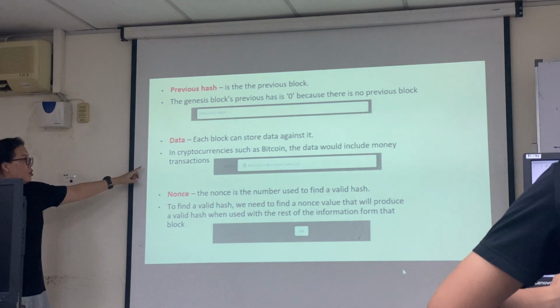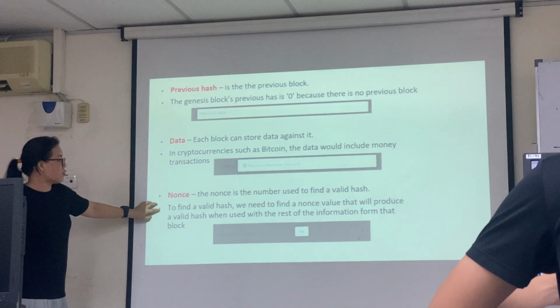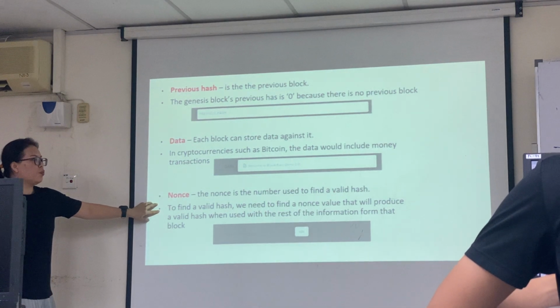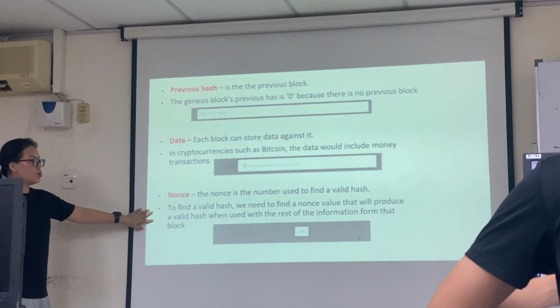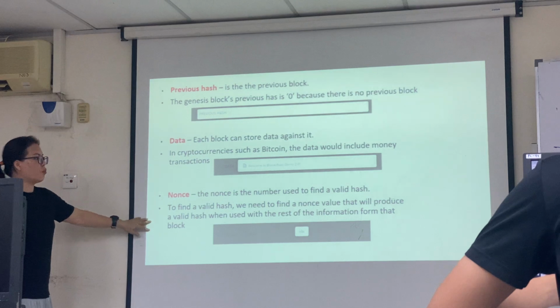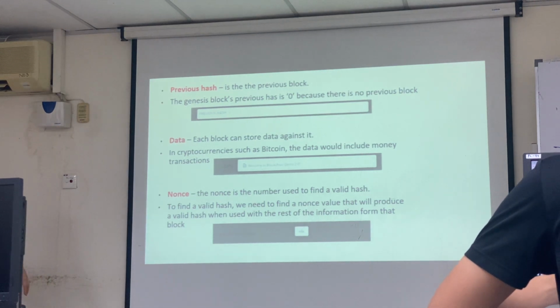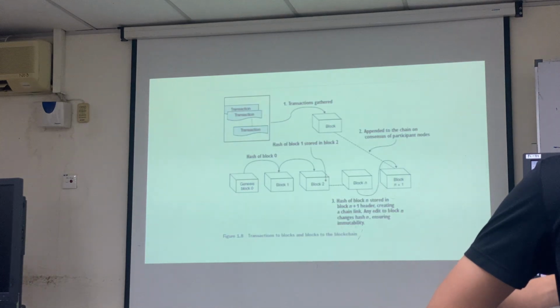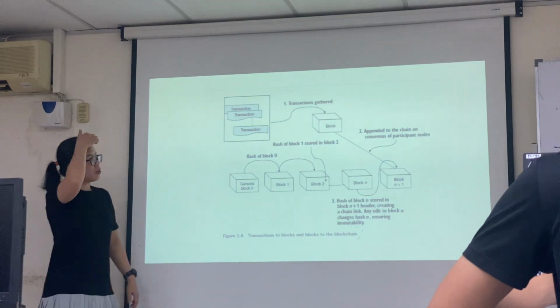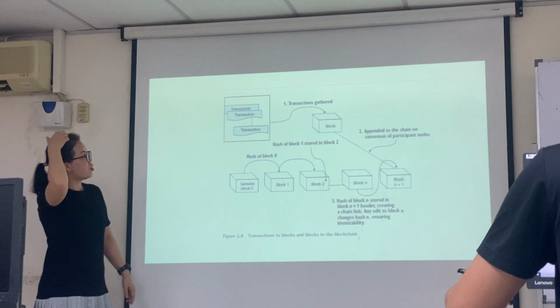That's why, to find a valid hash, we need to find the nonce value that produces the valid hash. So that is the link. When using the rest of the information from the block, how to find the nonce value, Dr. Wong will come to that. So this is an actual example.